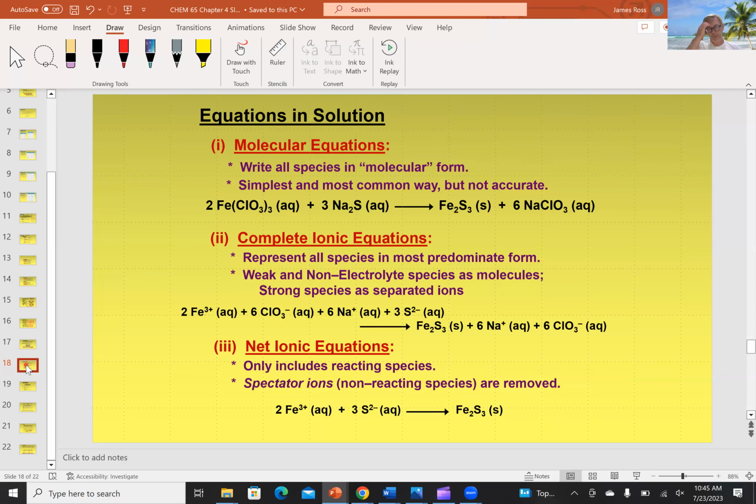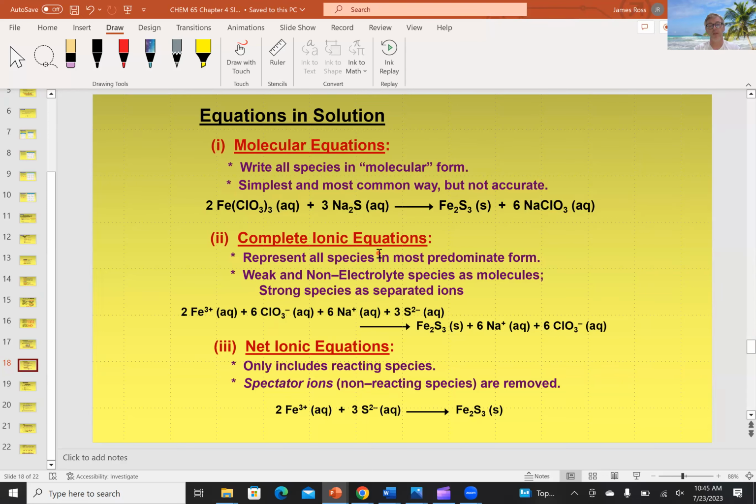We're going to split writing chemical equations up into 3 different forms, and the utility of doing this hopefully will be revealed as we do it. So far, we've looked at molecular equations. A molecular equation is just writing everything as a molecule and balancing it. So in this example, we have iron 3 chlorate and sodium sulfide to give iron 3 sulfide and sodium chlorate. That would be a molecular equation, and it's completely balanced.